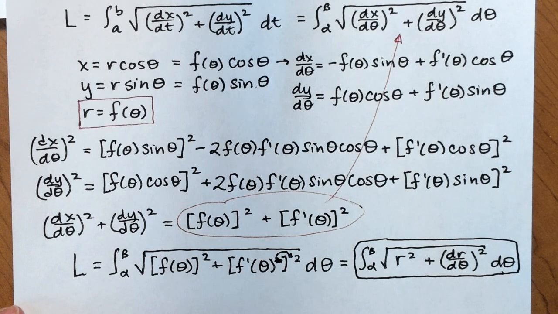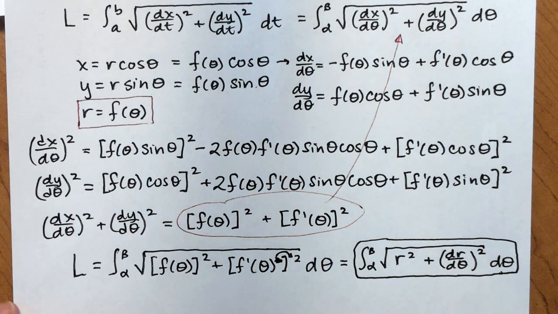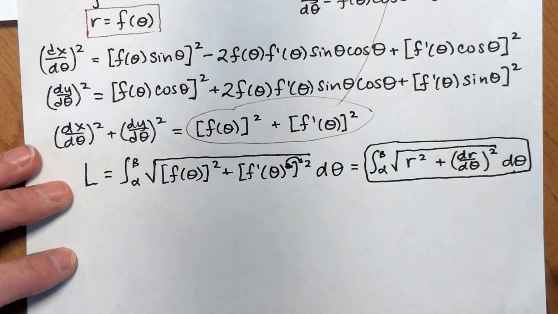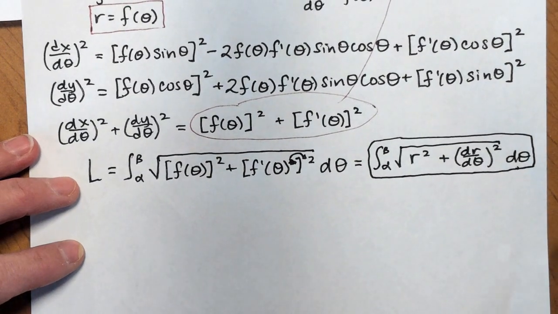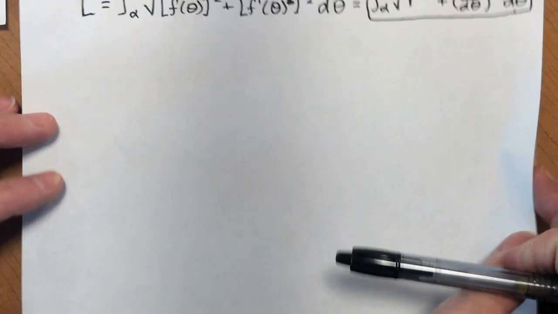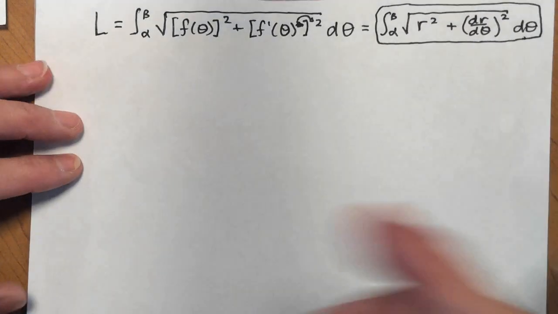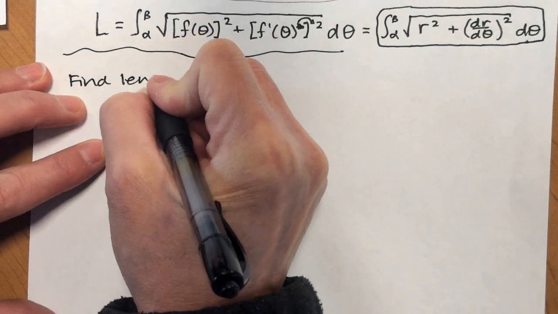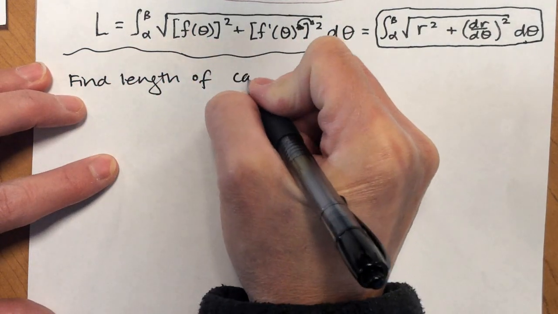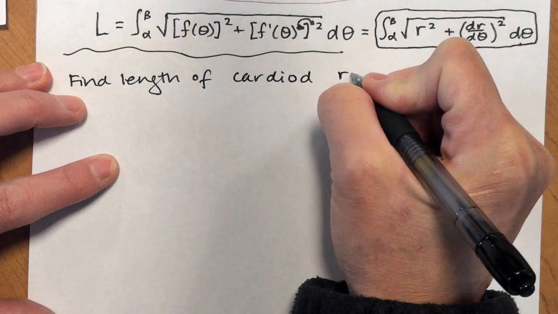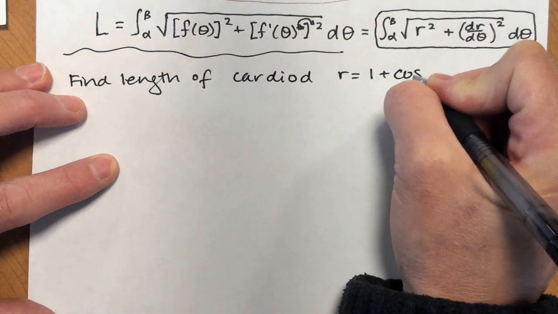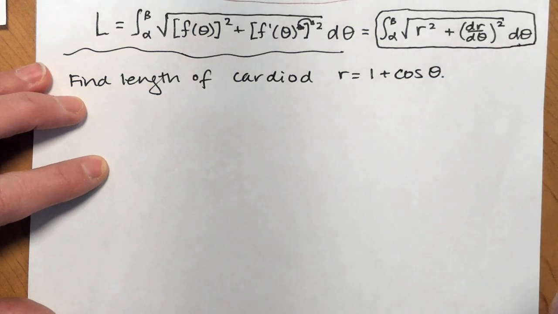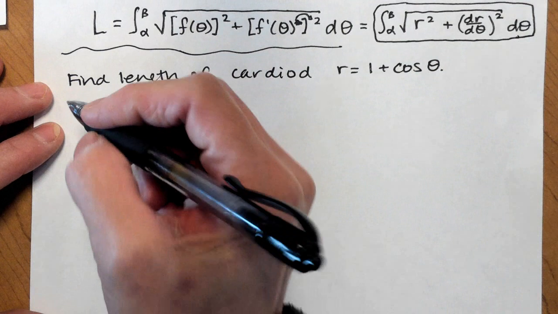All right, great. Now let's use that formula to find the area, the length of the cardioid, 1 plus cosine theta. Okay, we'll leave our formula up there. Find the length of the cardioid, r equals 1 plus cosine theta. So hopefully you know what that looks like, but let's draw a picture.